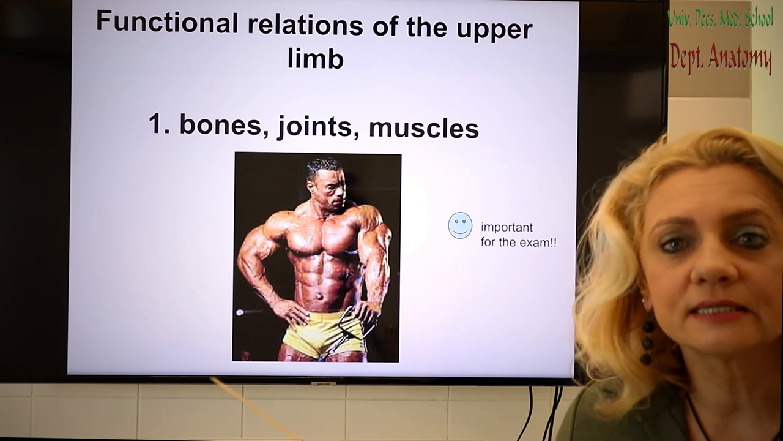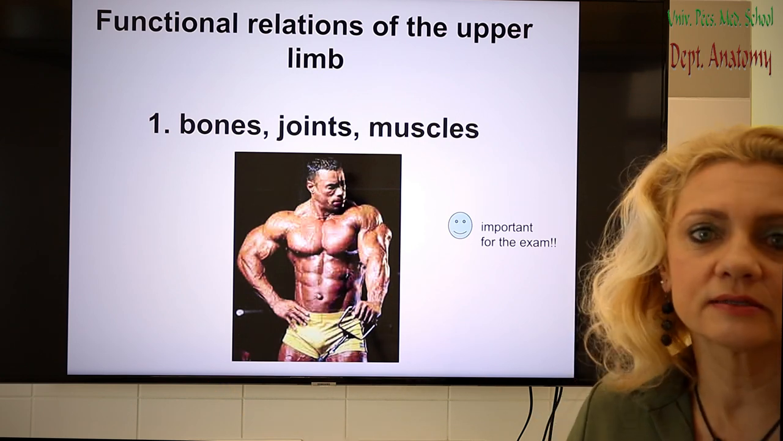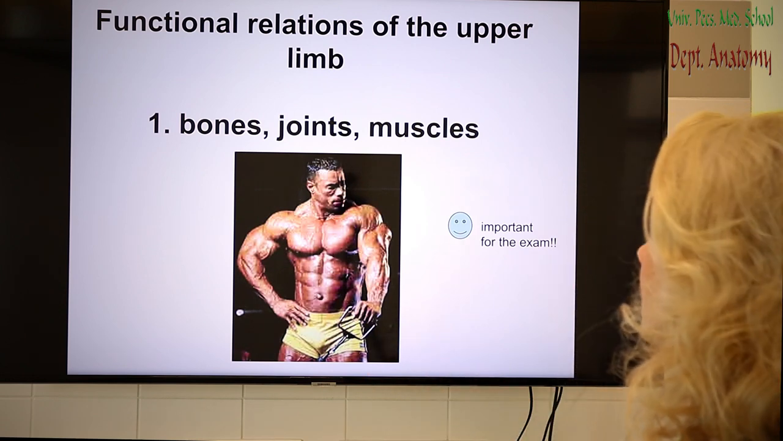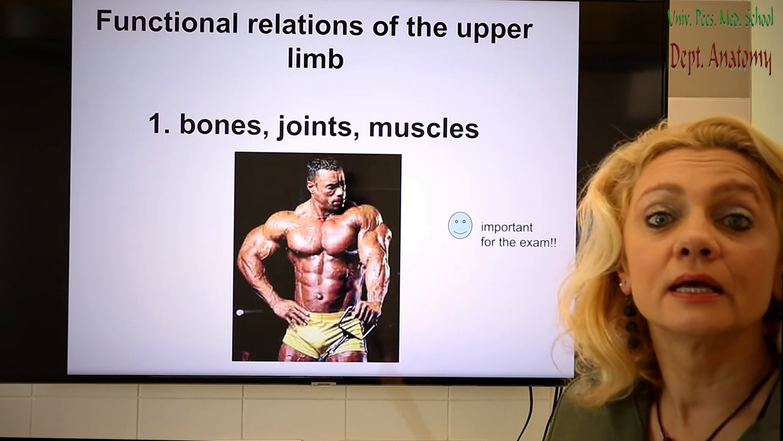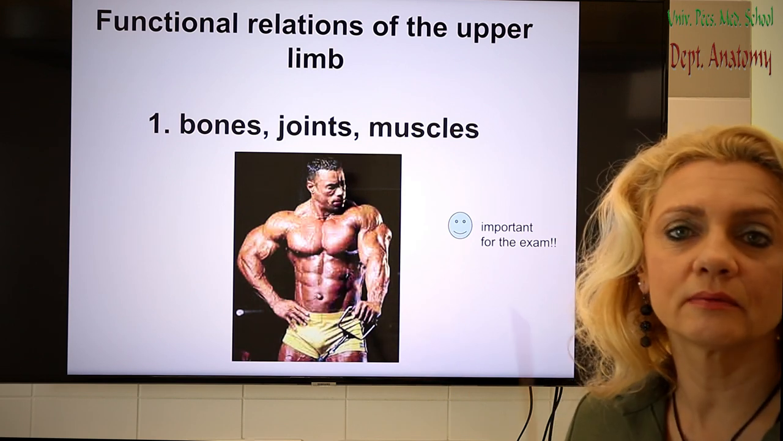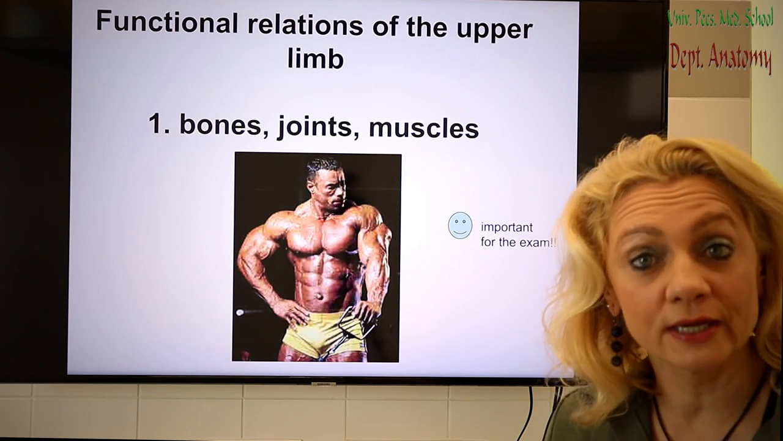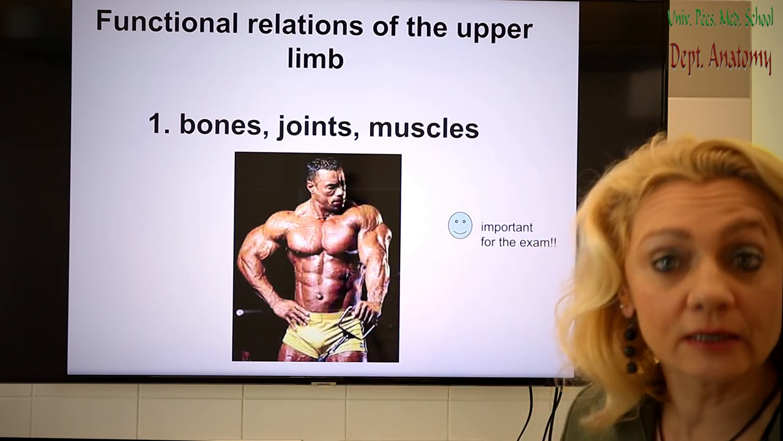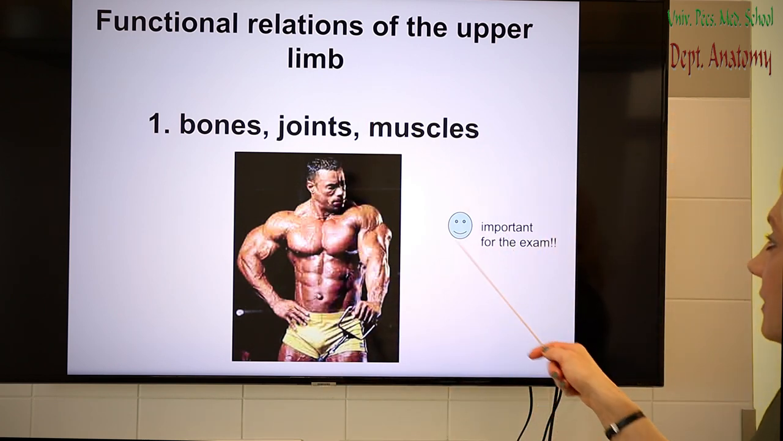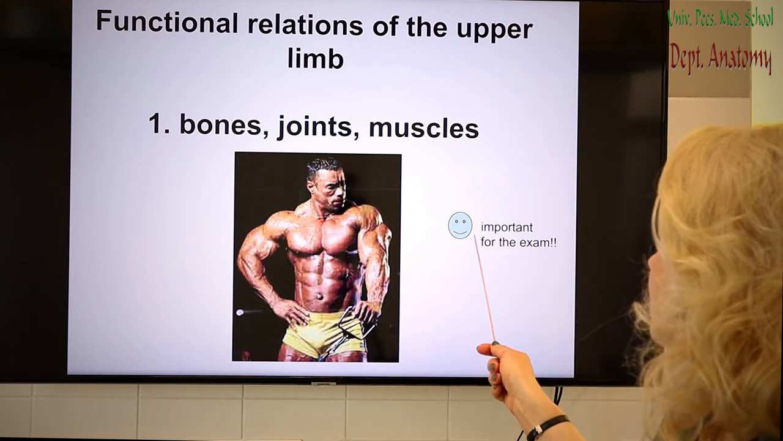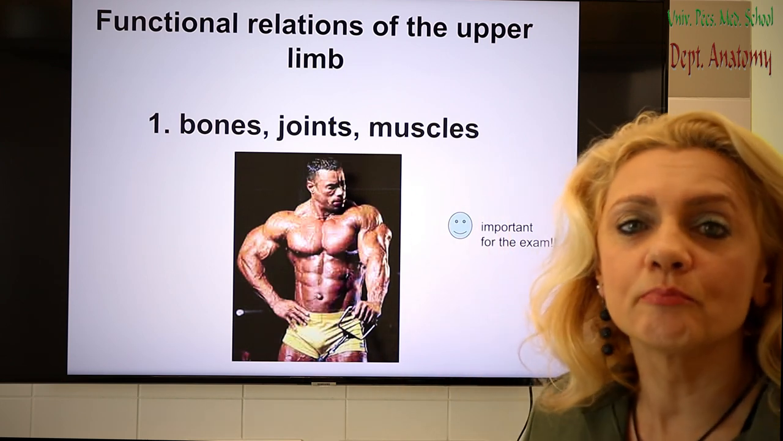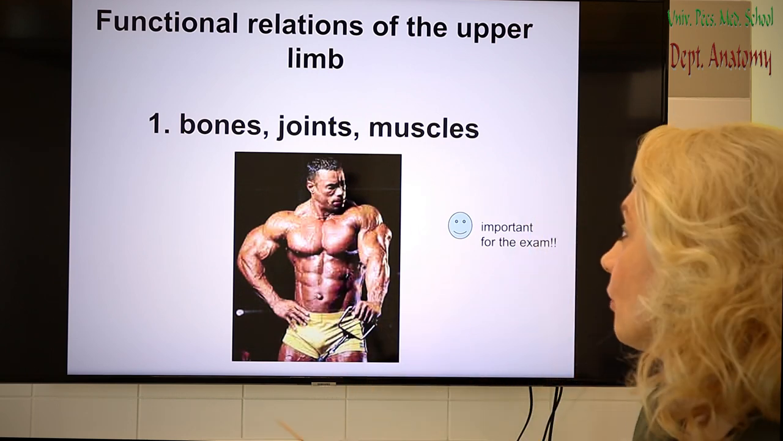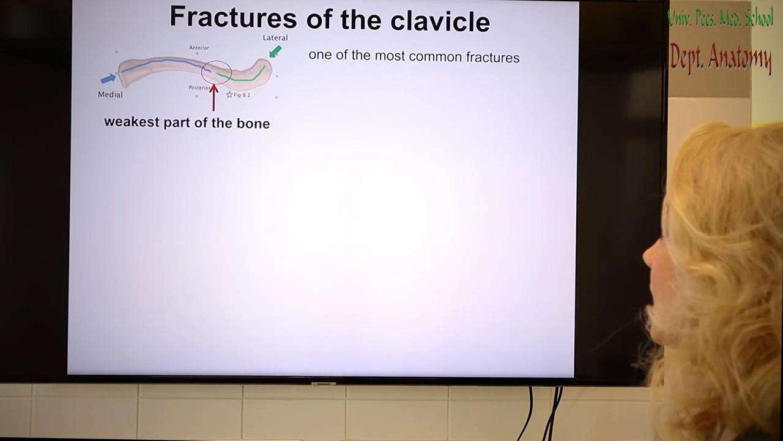Of course, the detailed anatomy is given in the practicals and you can learn muscles and joints from your anatomy book. So I would like to just give you some details that many times we notice students don't know or don't understand very easily, or that are important from the functional and clinical point of view. These slides marked with the smiley are important also for the exam. So in the first part, I would like to talk about bones, joints and muscles.